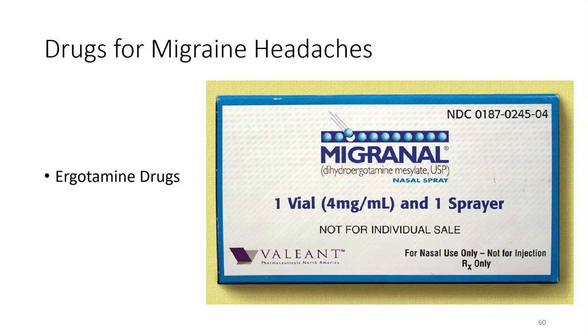So this is going to cause vasoconstriction. It's going to help calm that down. These drugs all have ergo somewhere in them. So this is dihydroergotamine, so the ergo's in the middle. And the brand name for this is Migranol. So it's a drug to treat migraines.